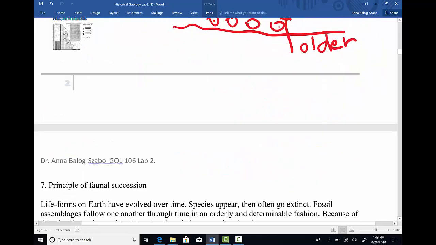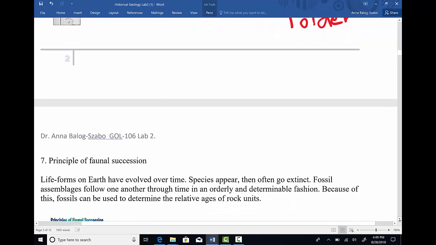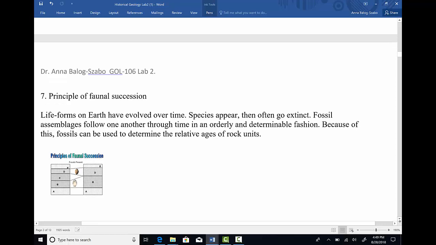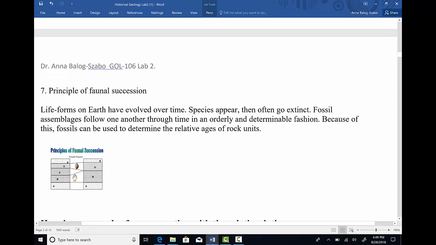Then you have the principle of faunal succession. If you work with fossils, you understand that if you have the same type of fossils, it always means time equivalency. So this whole area formed at the same time because it has the same fossils.